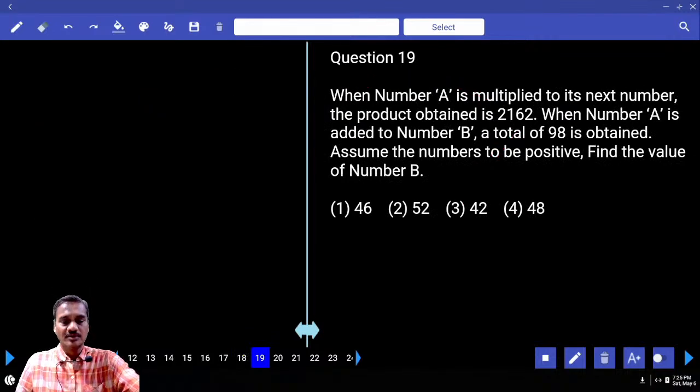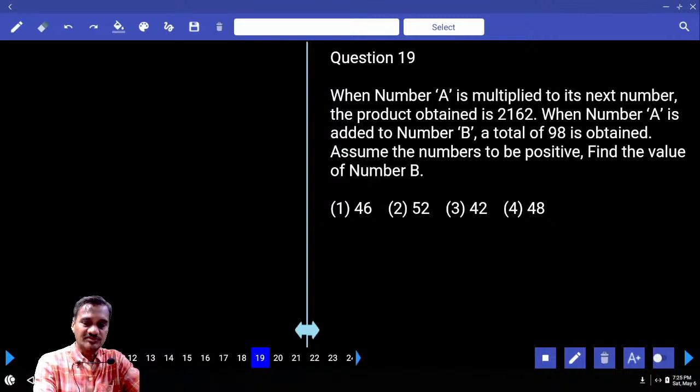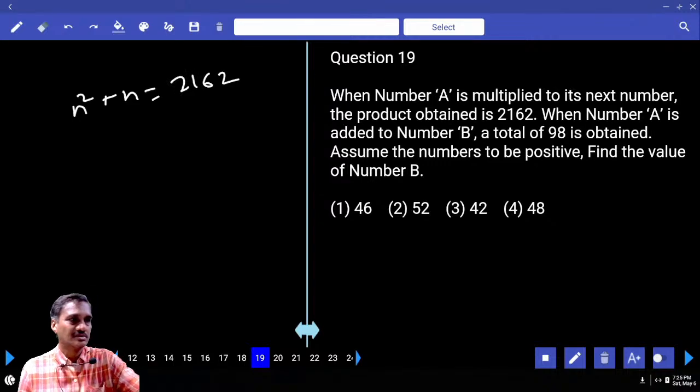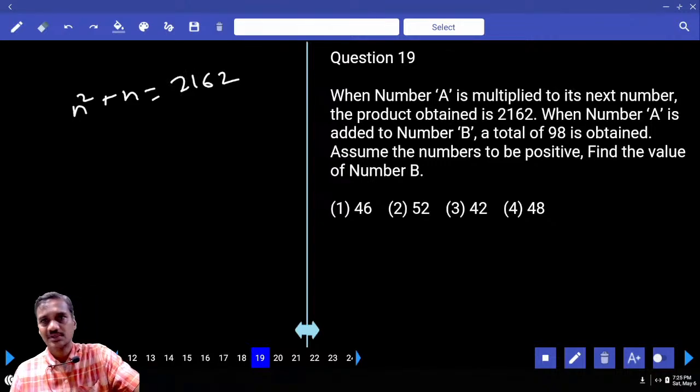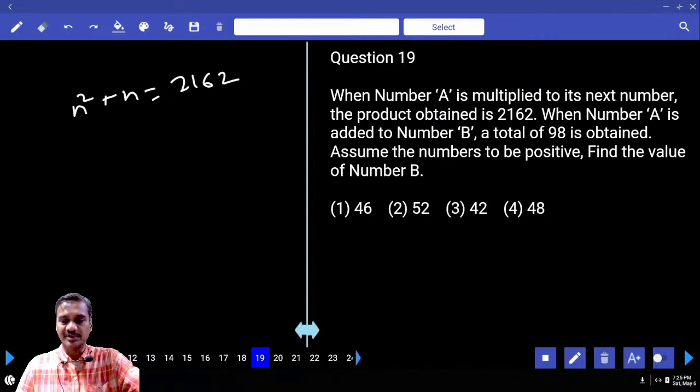When number A is multiplied by its next number, the product is 2162. That is x into x plus 1, n square plus n. What does n square plus n equal? 2162, isn't it? n into n plus 1. When number A is added to B, a total of 98 will be obtained. Then find the value of number B.